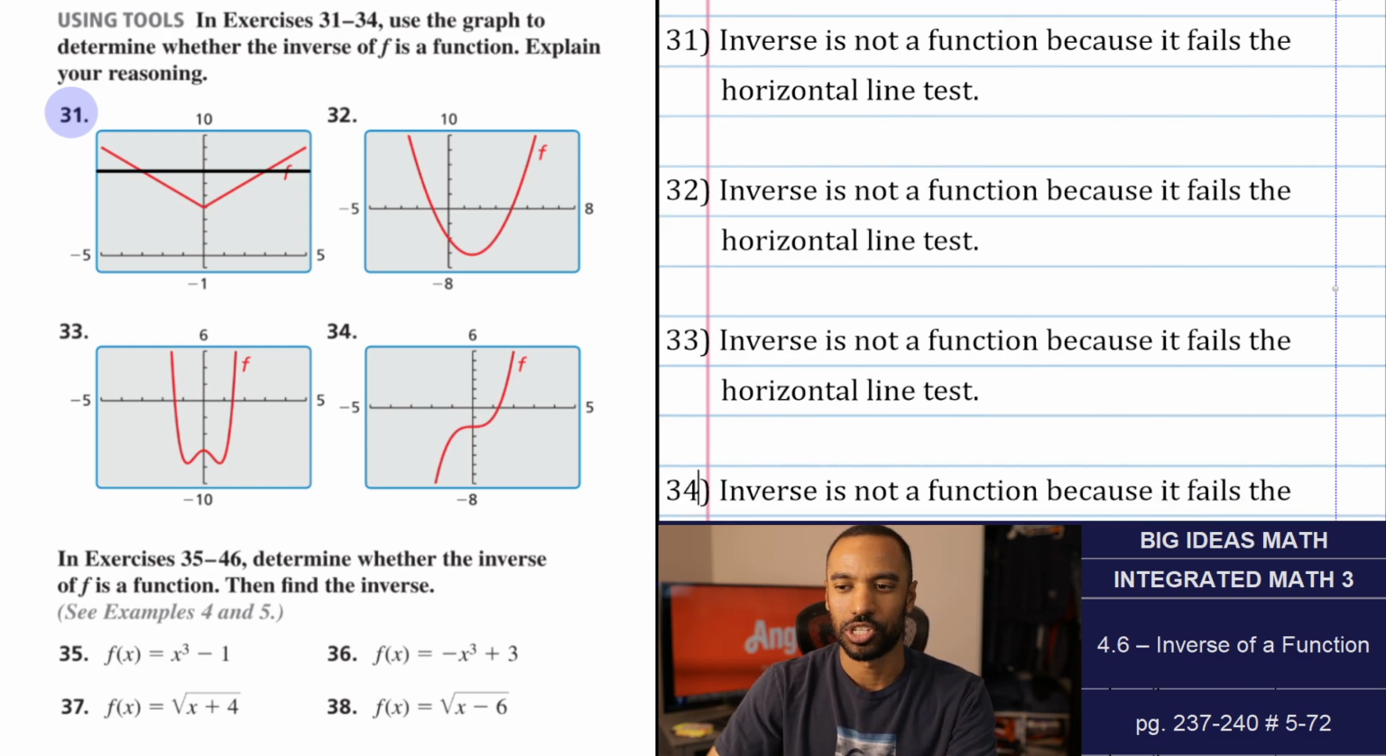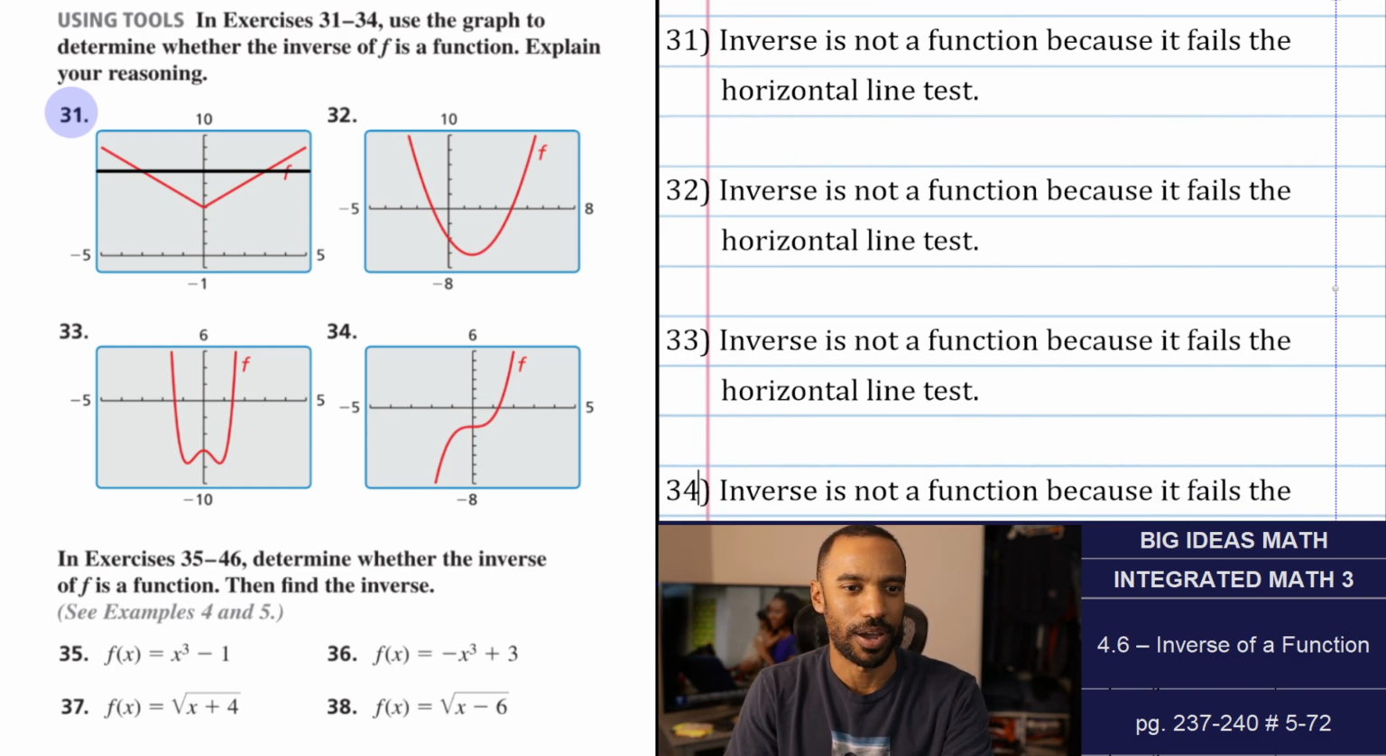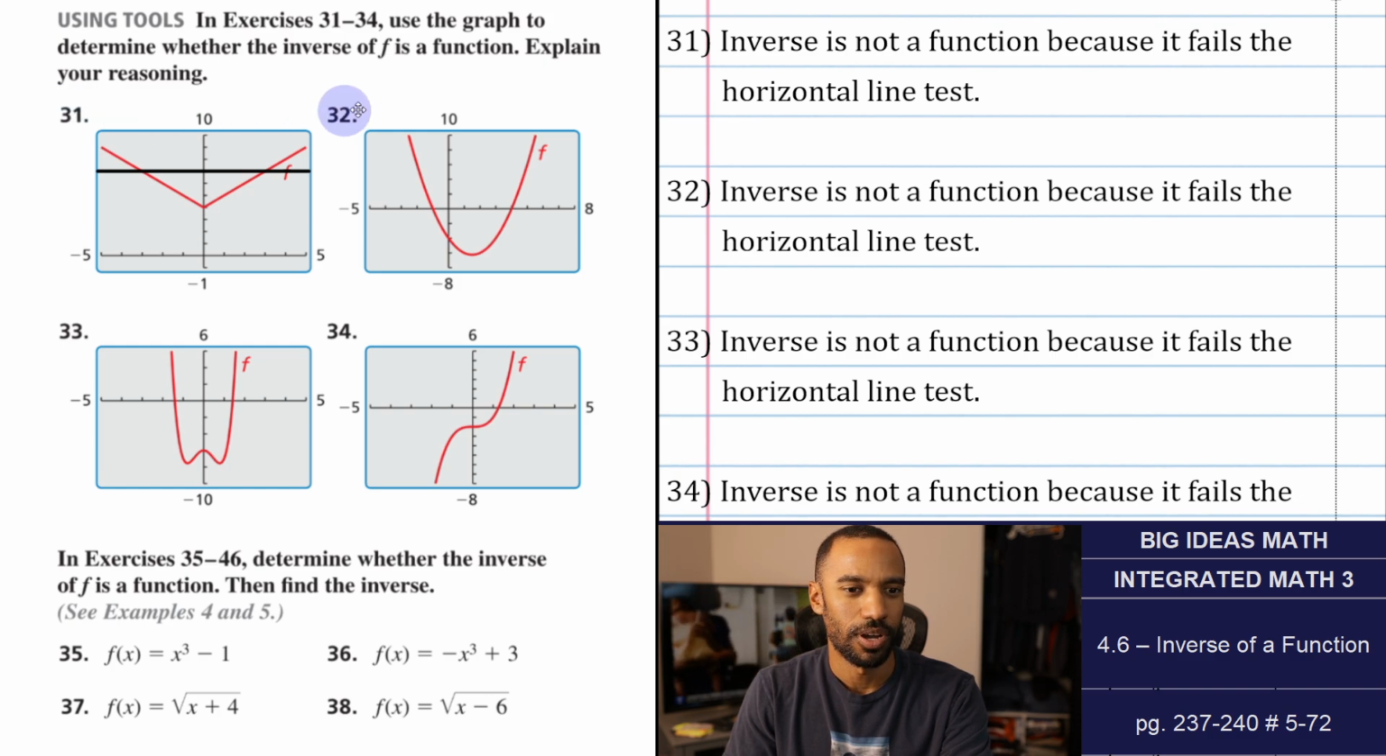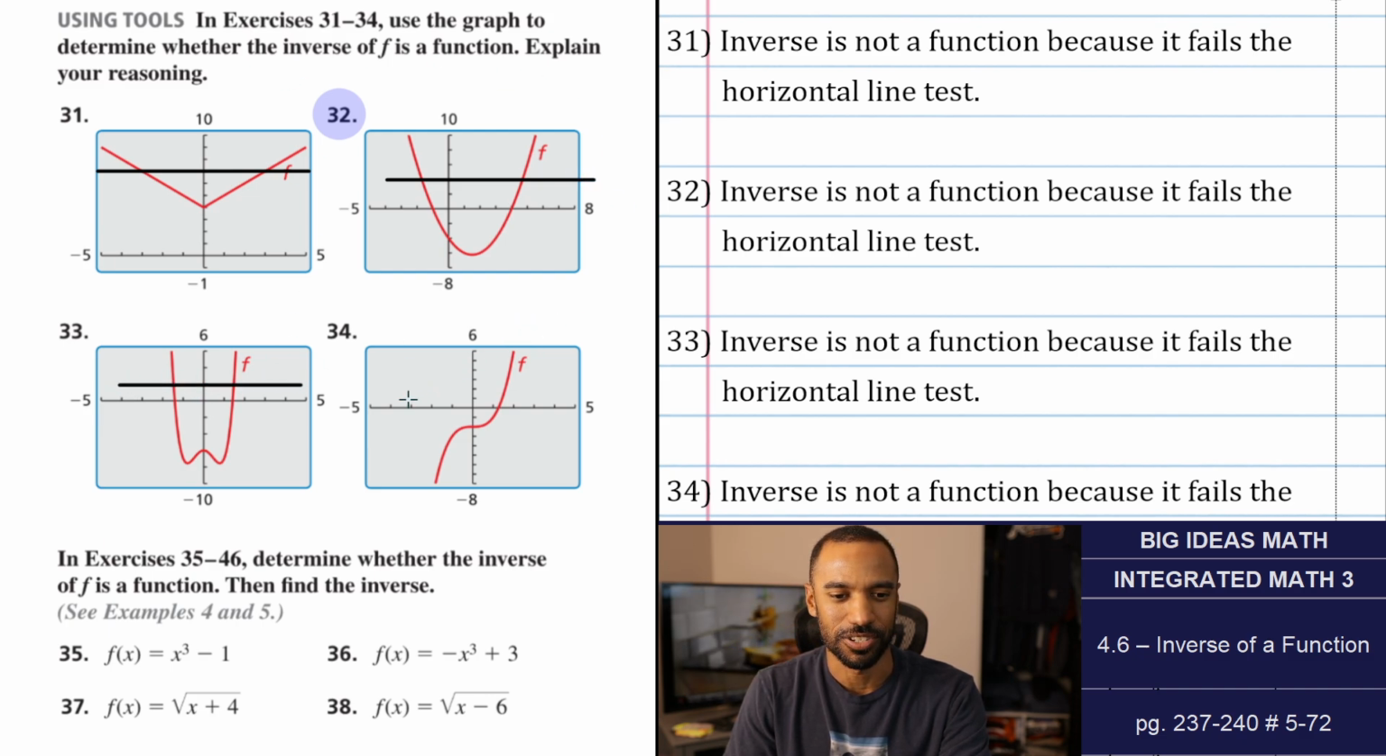All right, so number 32, so get ready on those. They're not quite set. Number 32 also fails the horizontal line test, so 32 is good. Number 33 fails the horizontal line test for the function, so that answer is good. Number 34 passes it no matter where you do it, so this one needs to change.